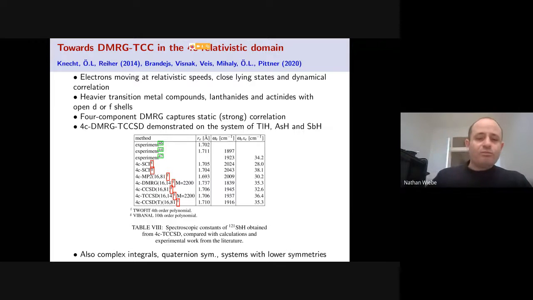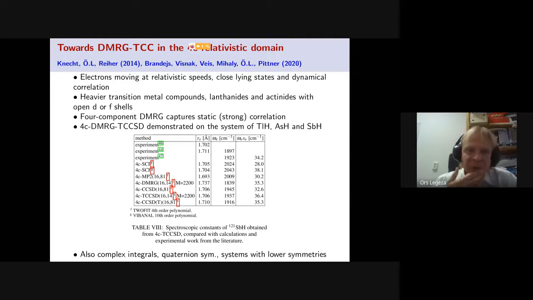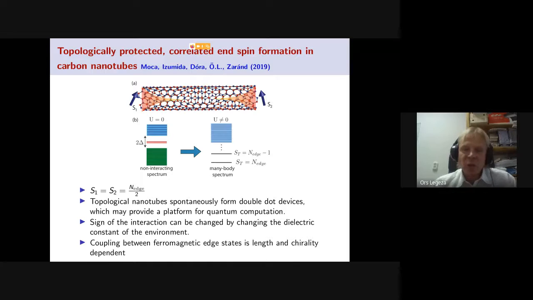Yeah, so it is possible also to do this for relativistic regimes. That would be the 4C-TCC, and then also for complex integrals, just to quaternion symmetries and things like that. And this is something that we are working on. Okay, now let me just show you one thing that brings closer also to physics and chemistry community.